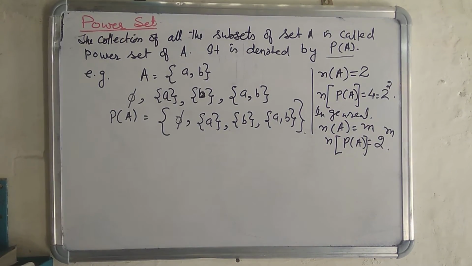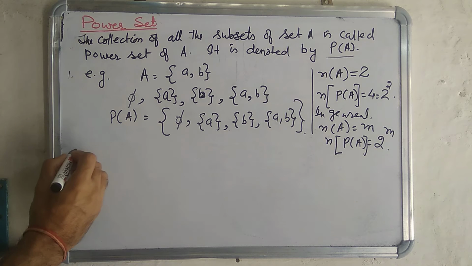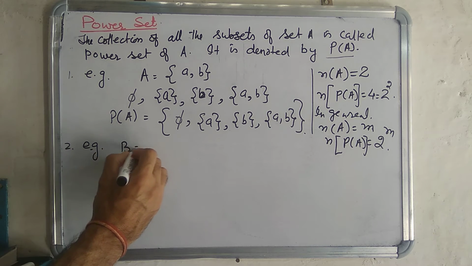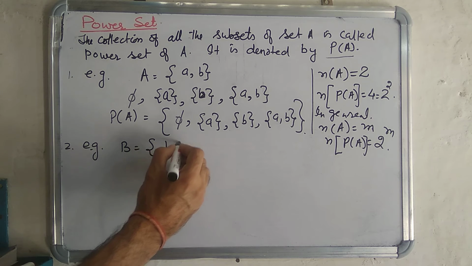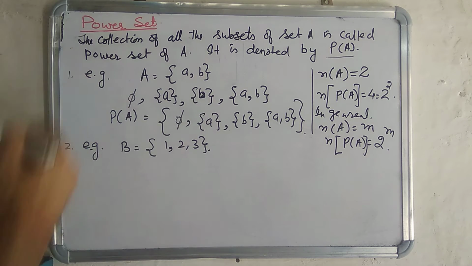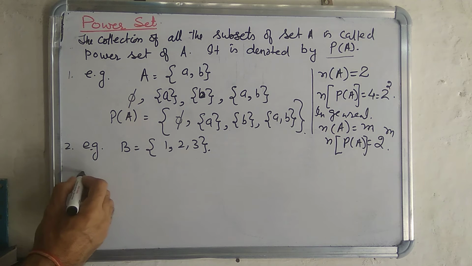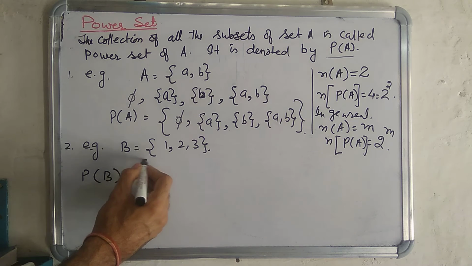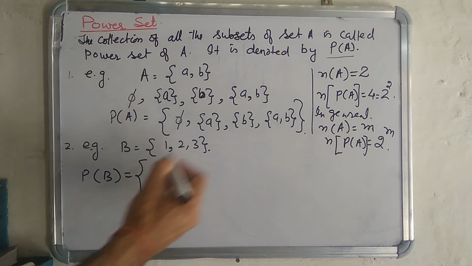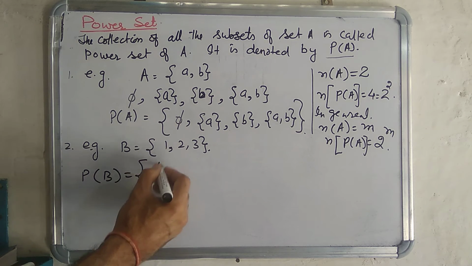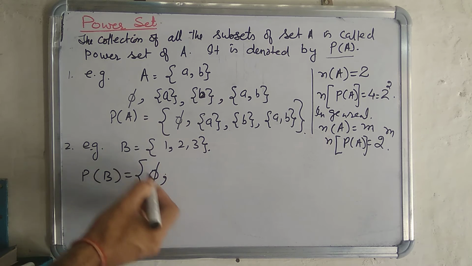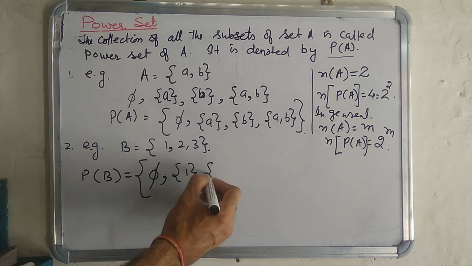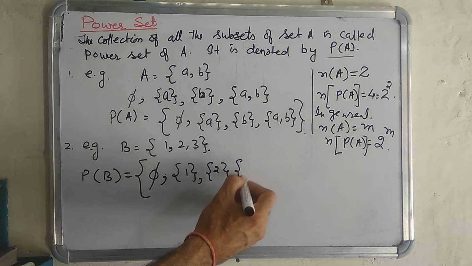Now we take the example, suppose we have a set B which has elements 1, 2, 3. Now we will write the power set of set B is equal to all possible subsets. See, phi is the subset of every set. So phi is the subset of B. Now we will write the singleton sets, all possible.